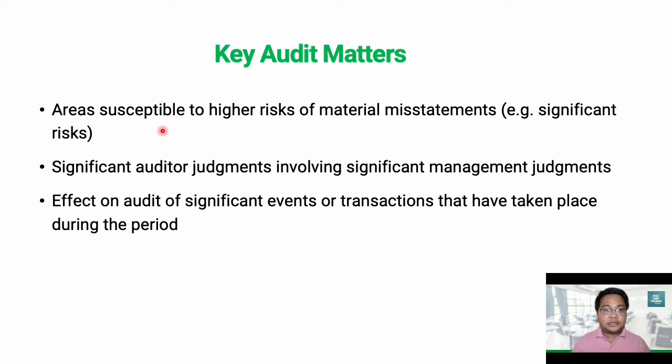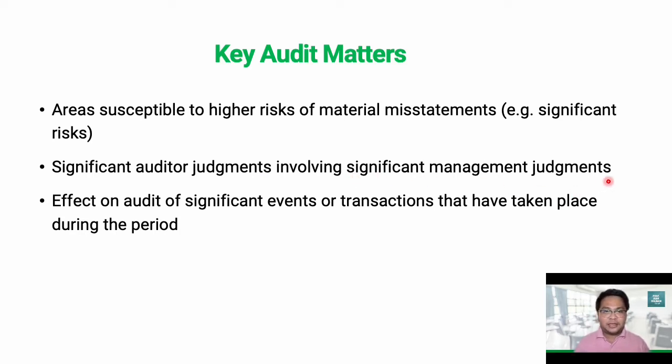So areas that are susceptible to higher risk of material misstatements, for example, the significant risks. So we discussed significant risk during our discussion on risk assessment, and those significant risks could also be part of our key audit matter. So we also can include under key audit matter the significant audit judgment that we made, related to or involving significant management judgment.